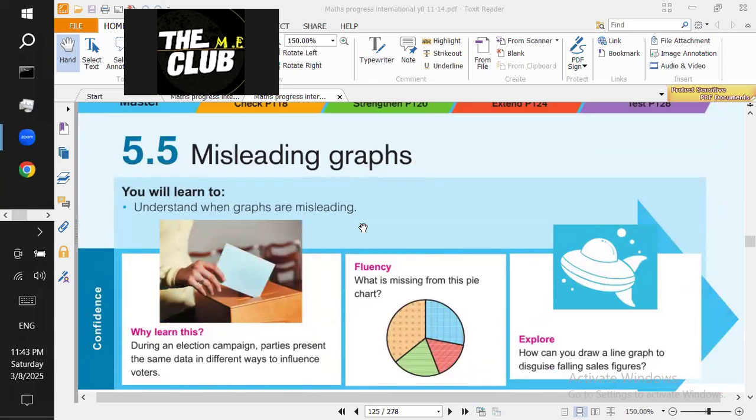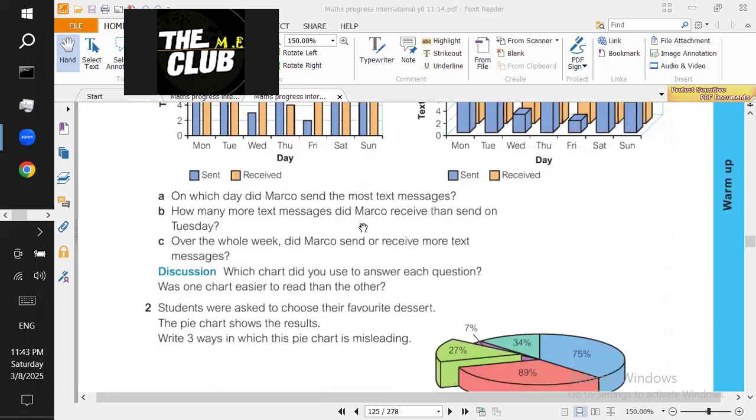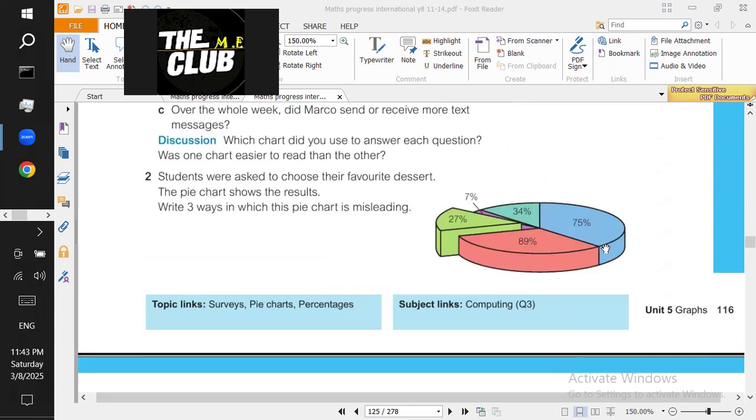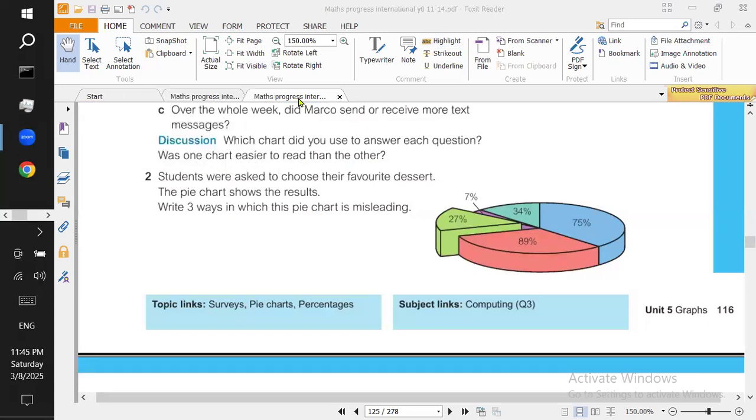Now let's talk about misleading graphs. Let's take a look. Misleading graphs, I just want you to understand the idea, okay? When you look here, for example, the question will tell you why is this graph misleading? As we said, misleading graphs means graphs that have problems. For example, when you look at this pie chart, it looks like it has problems.